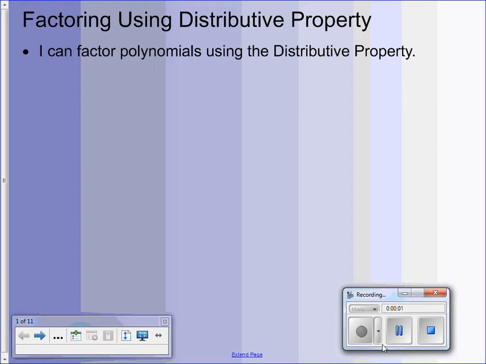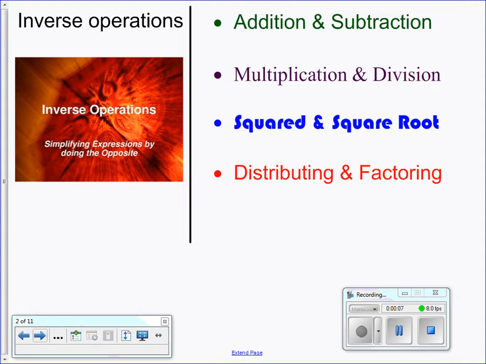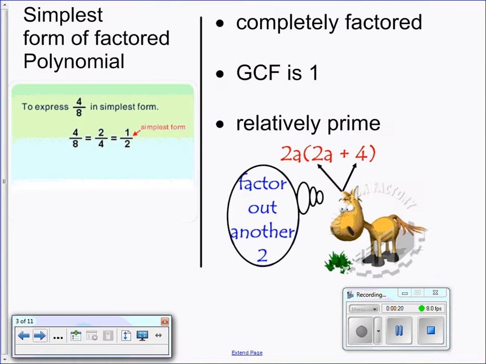In this lesson, we'll be factoring using the distributive property. By the end of the lesson, you should be able to factor polynomials using the distributive property. So inverse operations: add and subtract are inverse, multiplication and division are inverse, squared and square root are inverse, and distributing and factoring are inverse.